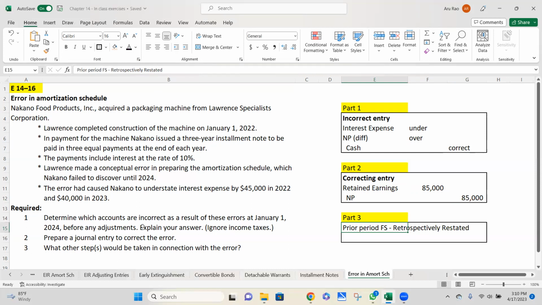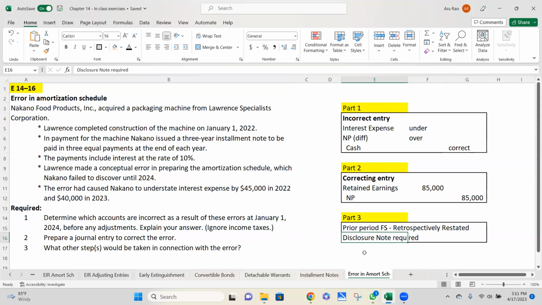If I was just issuing the current year's financial statement and I did not have to show last year's financial statement to anyone, or an individual looking at the current year's financial statement is not looking at last year's, then I don't have to worry about it. I just make my correcting entry and I can move on. But that's not true. Therefore, I have to do this retrospectively.